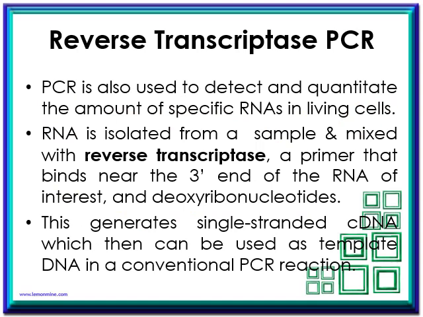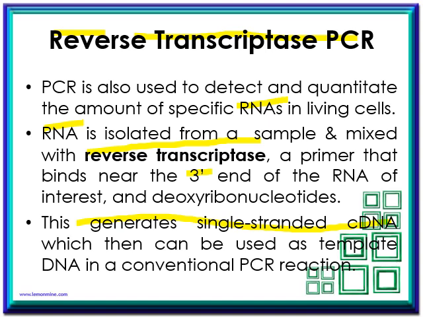So, reverse transcriptase PCR. PCR is also used to detect and quantitate the amount of specific RNAs in the living cell. RNA is isolated from a sample and mixed with reverse transcriptase. It uses a primer that binds near the 3' end of the RNA of interest. This generates single-stranded complementary DNA, which can then be used as a template DNA in a conventional PCR reaction.